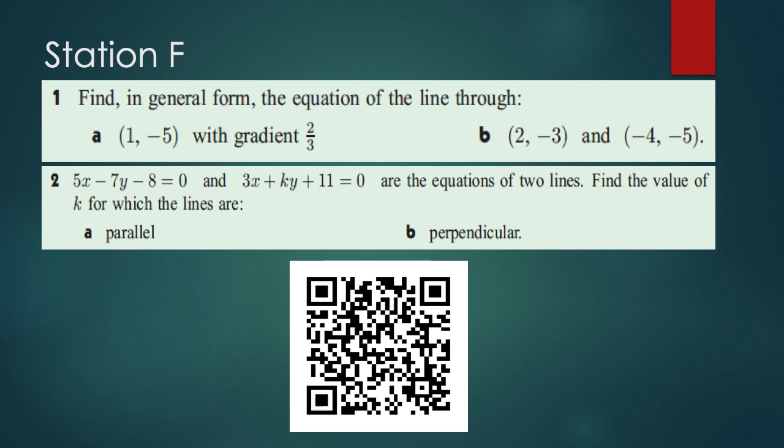Station F. So find here in general form the equation of the line through, again, we have a coordinate and a slope, and then we have 2 points that we have to solve for. And then, we have 2 equations here in standard form. Find the value of k which would make them parallel and perpendicular. This one is hopefully similar to a previous station we did, so hopefully you felt pretty good about this, although they did get a little bit more complicated with the fractions for this one.